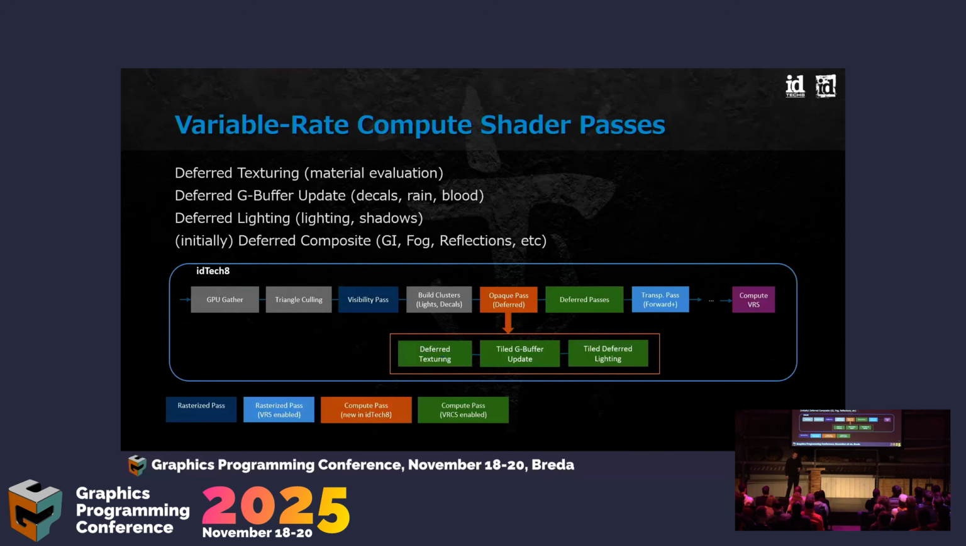Initially, we also used this on our deferred composite pass, which is used to blend all sorts of additional things on top of the final scene, for example, global illumination, resolving environment probes, blending fog and reflections on top of the final color. However, the benefit wasn't that high. I think it was like 200 microseconds that we saved there.